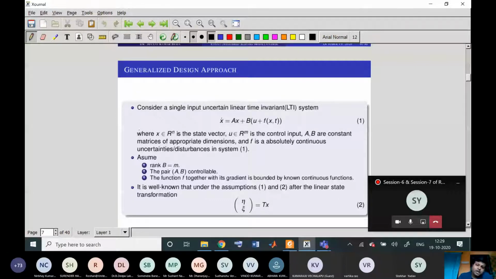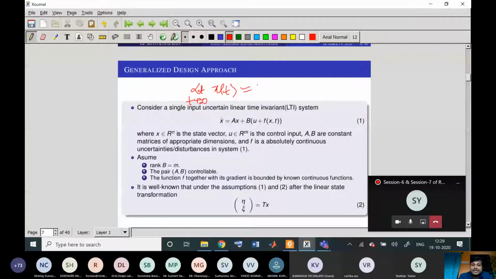Now, what is our control objective? The control objective is to stabilize the system, meaning we want the limit as t tends to infinity of x(t) to be equal to 0.